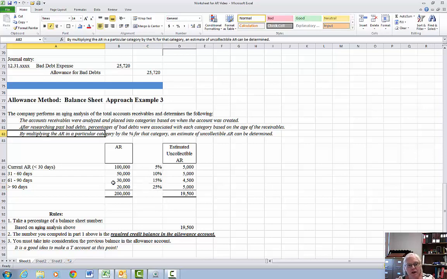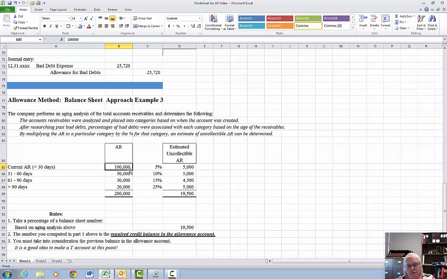Okay, if we multiply the accounts receivable in a particular category times the percent for that category, then we can come up with an estimate of how much of the total in that category we think will be uncollectible. So we'll do the multiplication out and add up everything that we think we cannot collect, and that will be, for rule number 1, the number that we compute.